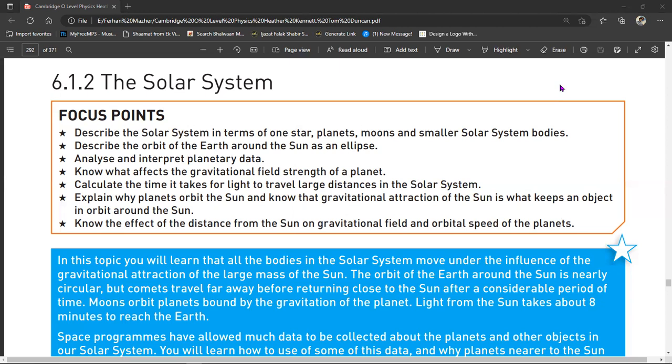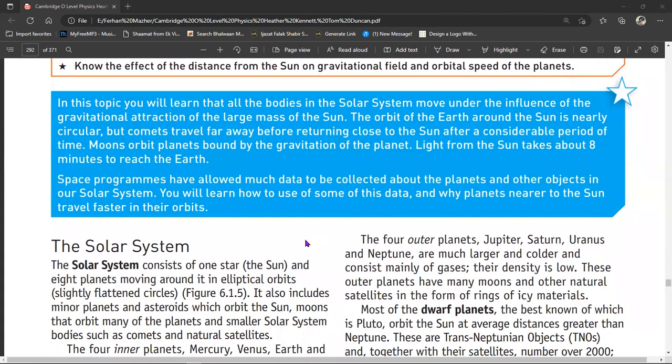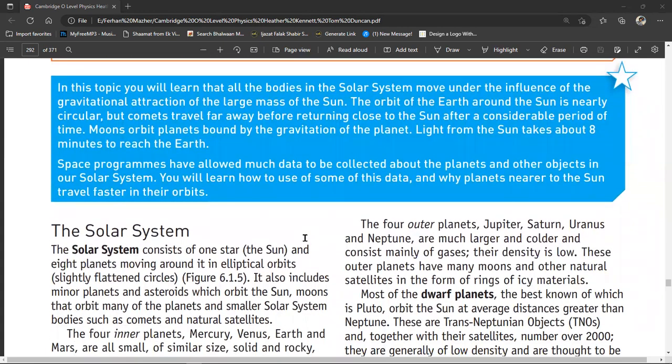Explain why planets orbit the sun, and know that the gravitational attraction of the sun is what keeps an object in orbit around the sun. Know the effect of the distance from the sun on gravitational field and orbital speed of the planets. In this topic, you will learn that all the bodies in the solar system move under the influence of the gravitational attraction of the large mass of the sun.